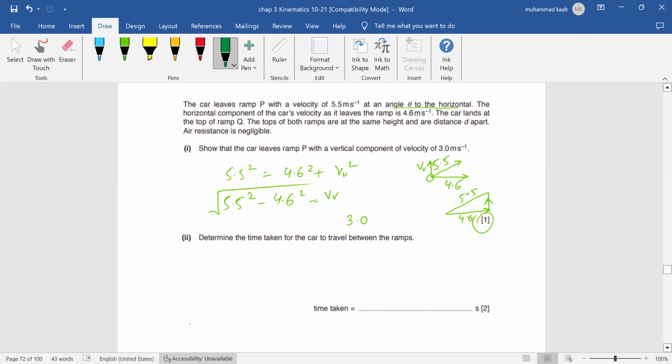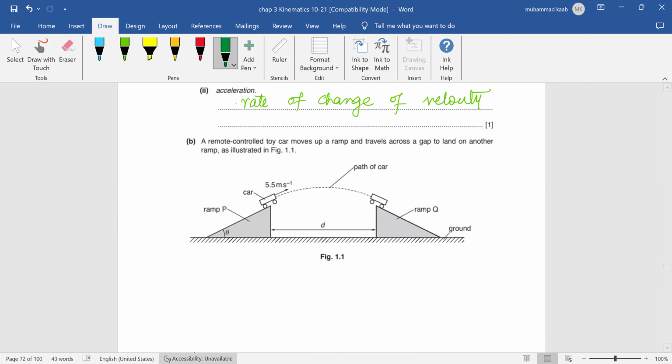Determine the time taken for the car to travel between the ramps. What concept do you use? सर अगर हॉरिजॉन्टल है तो स्पीड इज इक्वल्स टू डिस्टेंस ओवर टाइम. सर ऊपर जरा दिखा दें.